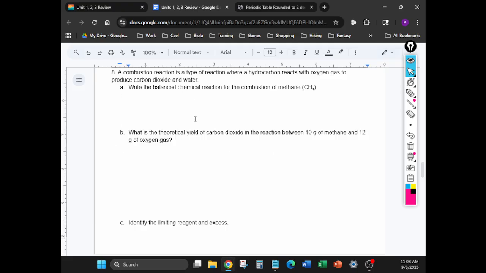So you got a combustion reaction. Remember what combustion is. And then you're going to be combusting methane. So write the balanced equation first, then find the theoretical yield, and then figure out the limiting and the excess. So take about 5-6 minutes to do that, and then we'll go over it together.